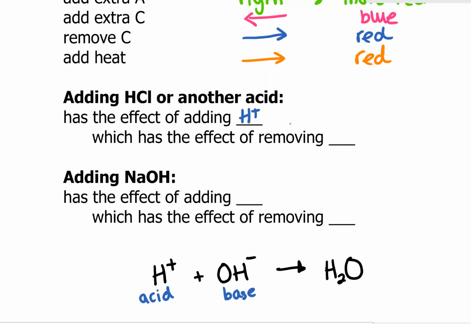Okay. Well, if you add hydrogen ions to any aqueous solution, that has the effect of removing hydroxide. So this is one of the ways we can remove a reactant or product. The other is, of course, we could add sodium hydroxide, which adds hydroxides. But if you add hydroxides, that will remove hydrogen ions.